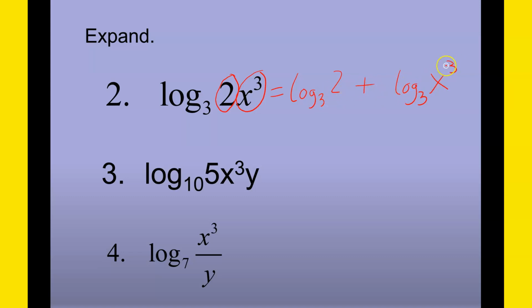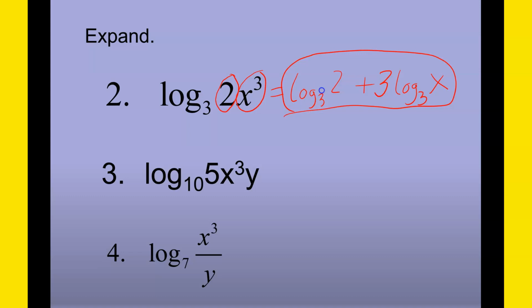Now we can also do right here the power property, because that 3 is a power on that logarithm. It can come down in front. All right, so we're going to write that. We're going to take that 3 and move it to the front, and this is my final answer.